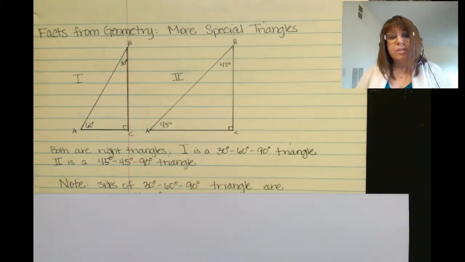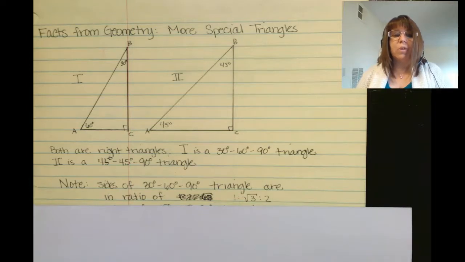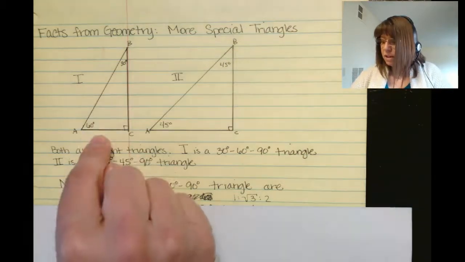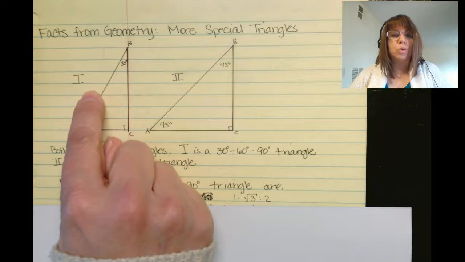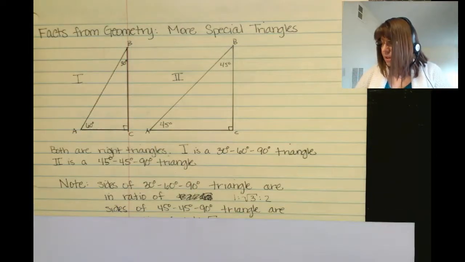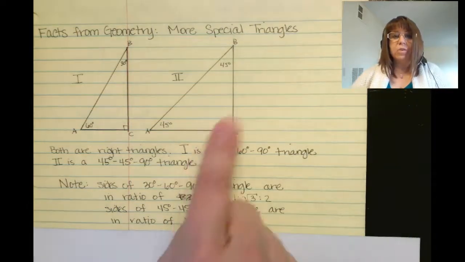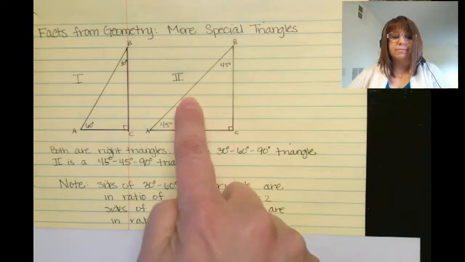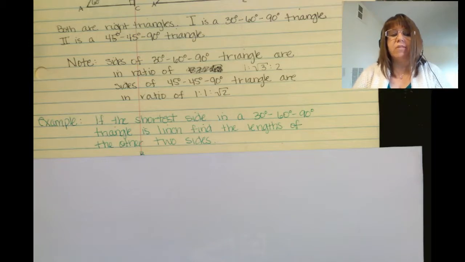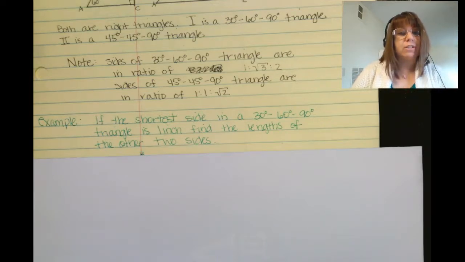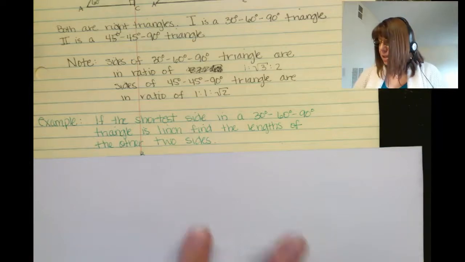The sides of the 30, 60, 90 triangle are in the ratio of 1 to square root of 3 to 2. So if I put a 1 here, square root of 3, the hypotenuse would be a length of 2. The sides of the 45, 45, 90 triangle are 1 to 1 to square root of 2. So how can we use that information to solve a problem? If the shortest side in a 30, 60, 90 triangle is 1 inch, we want to find the lengths of the other two sides. Now, if we didn't know what our ratios were already, here's how we can solve it.